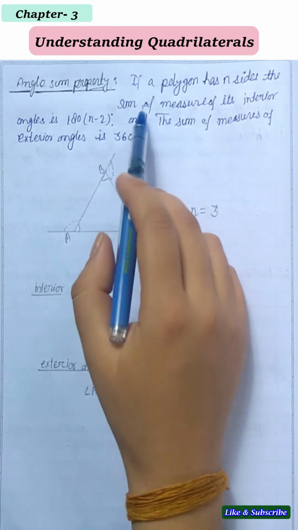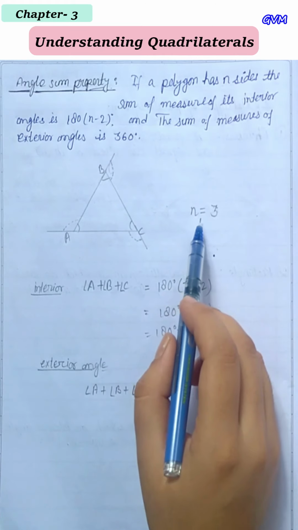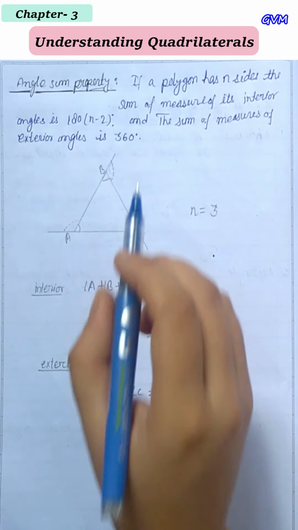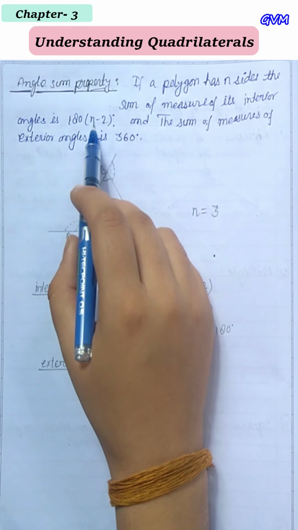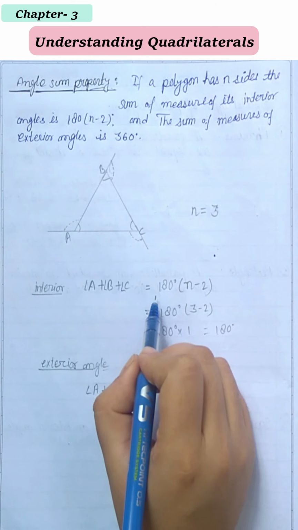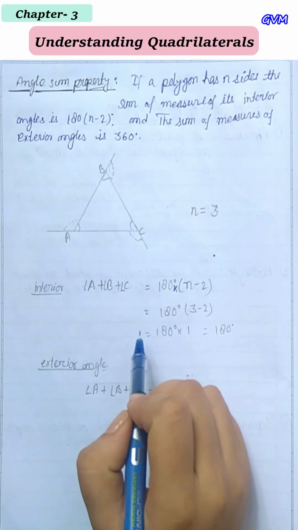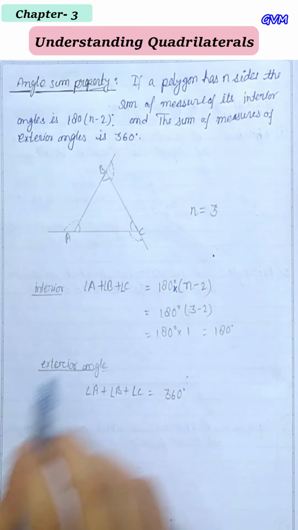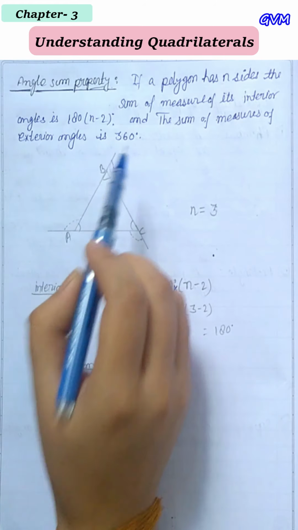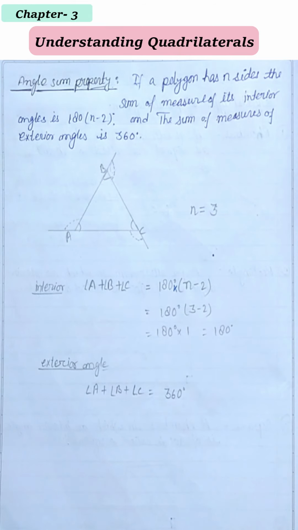Then the sum of the measure of its interior angles: if the sides are n, then the sum of all the interior angles is 180 multiplied by (n minus 2). So the formula we were learning about earlier is 180 into (n minus 2), or (n minus 2) into 180. And the second thing is the sum of the measure of exterior angles is 360. The sum of the exterior angles we get will be 360 degrees.